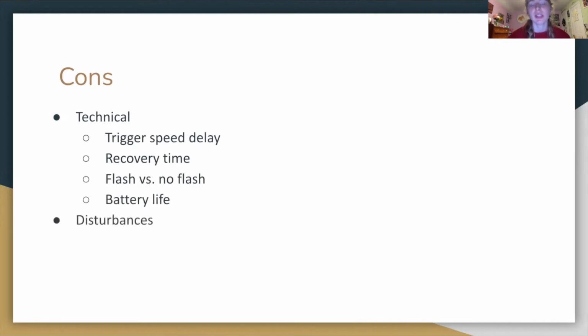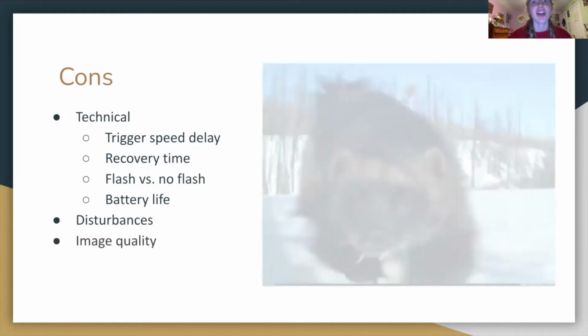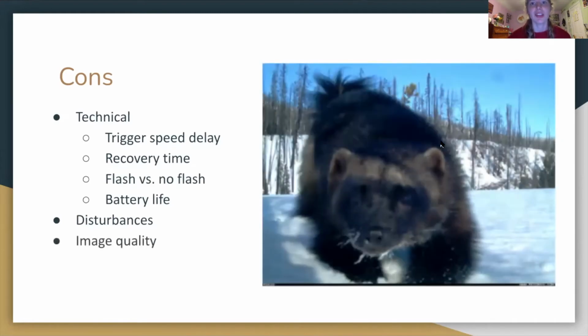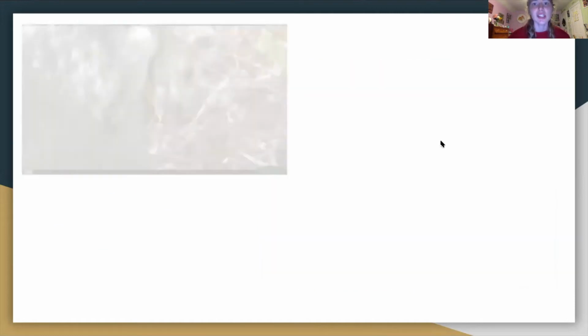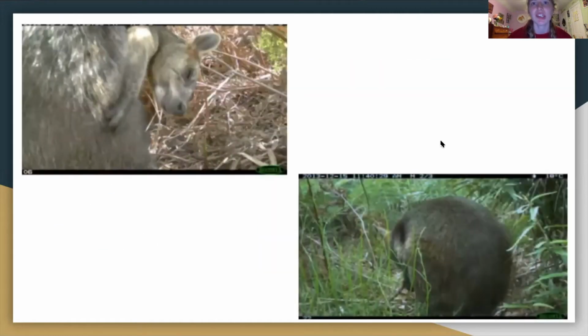And there are disturbances that we can and need to know, and that could be sound when it takes the picture, or it could be that flash, or it could just be the camera itself. It can be obtrusive, and then the image quality. You're not always going to get a perfect image with camera traps. So here's a wolverine, and here's an example of two poor quality images because either the animal is too close to the frame, it's too far out, it's not looking at the frame, it's not centered, different things like that. So you have to remember you're going to get a lot of different qualities of images and you might not be able to use them all.